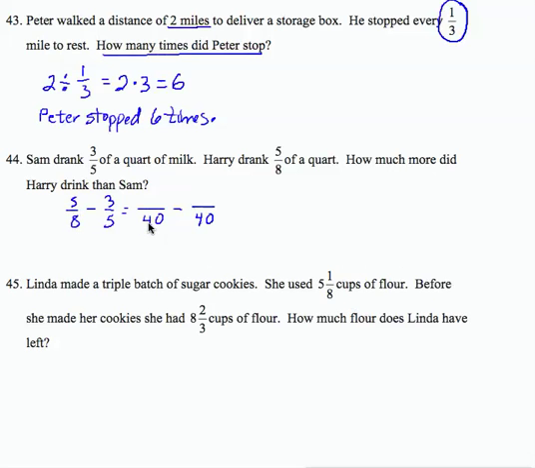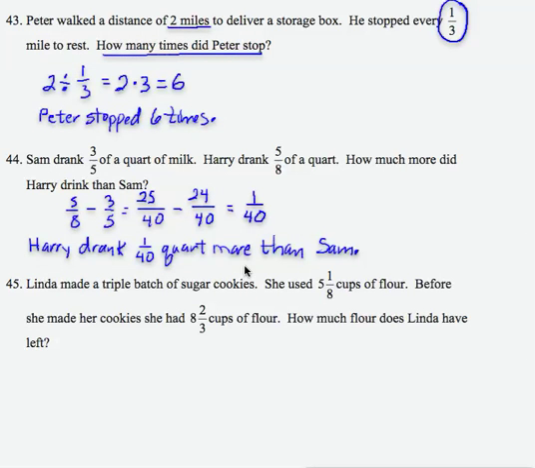So 8 goes into 40 5 times. 5 times 5 is 25. 5 goes into 40 8 times. 8 times 3 is 24. If I subtract the numerators now, 25 minus 24 is 1 over 40. Therefore, we can say that Harry drank 1/40 of a quart more than Sam.